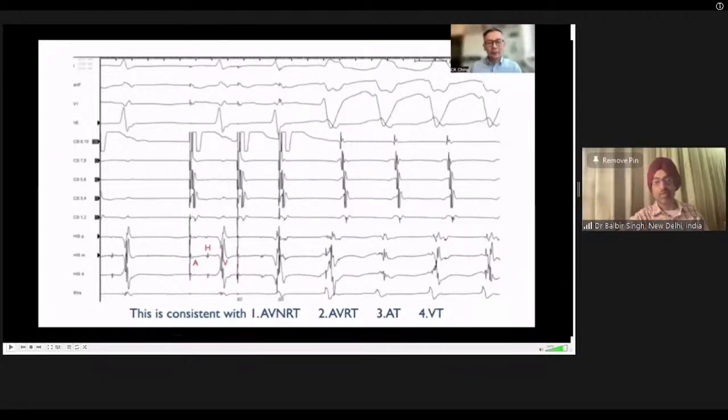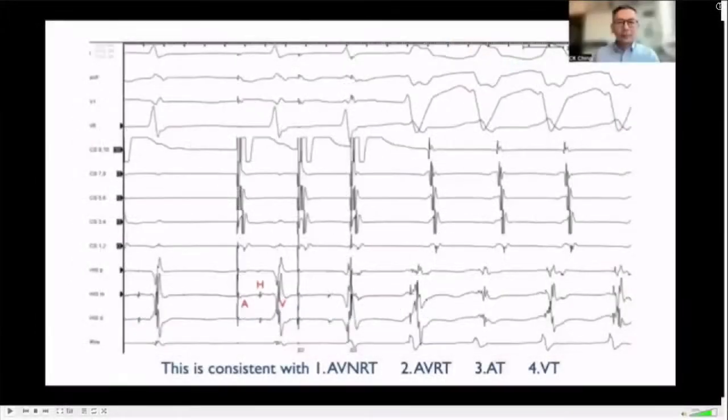Let's go on. This is a tachycardia that was induced with atrial stimulation. Do these EGMs concur with 1, an AVNRT? 2, an AVRT? 3, atrial tachycardia? Or 4, ventricular tachycardia? Take some moments to make observations and choose the most appropriate response.